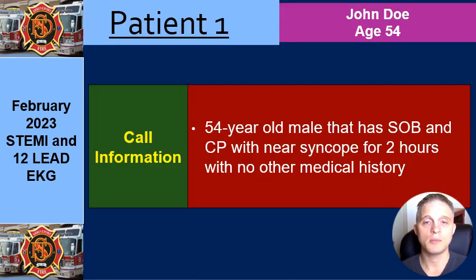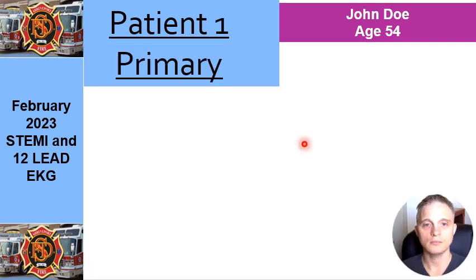So let's talk about patient number 1, John Doe. It's a 54-year-old male that has shortness of breath, chest pain with near syncope for 2 hours, doesn't have any medical history, he's holding his chest.